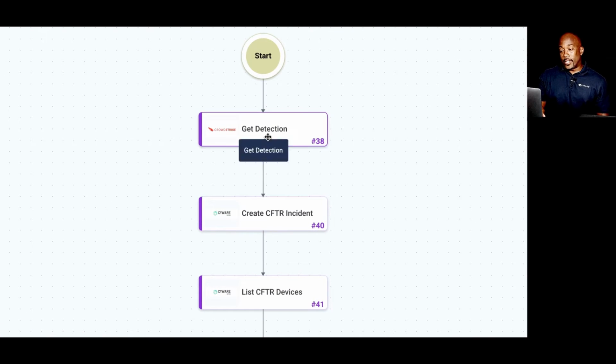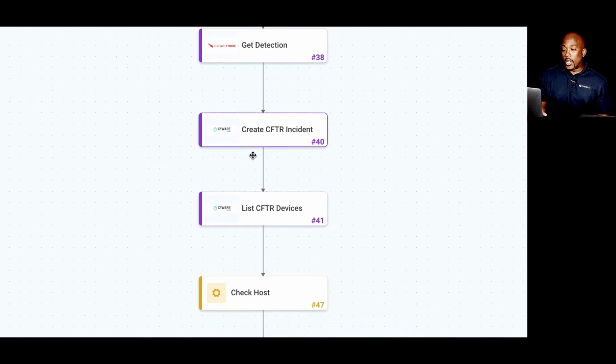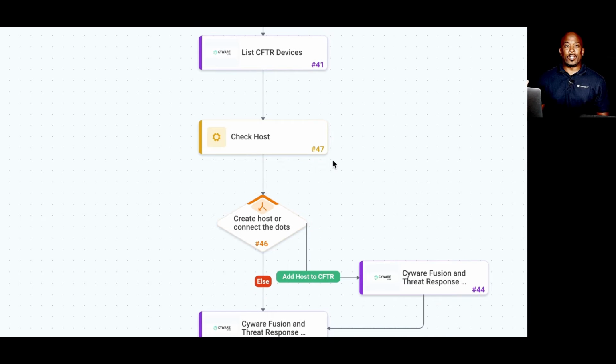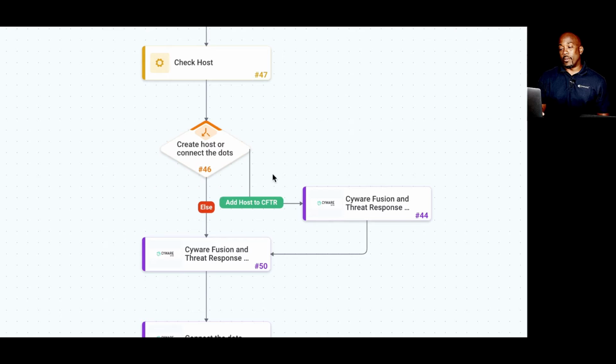We're going to get the detection from CrowdStrike. We're going to create an incident in our respond tool. We're going to list out all devices, and we're going to start to build the host information, which is really necessary in the response tool, which is something I'll be showing you in just a moment. As you can see here, we have a conditional task, which is going to build off additional data. It's basically going to see, hey, does this host already exist in our tool? One thing about the Cyware Respond tool is that it actually has the capability of hosting its own CMDB.